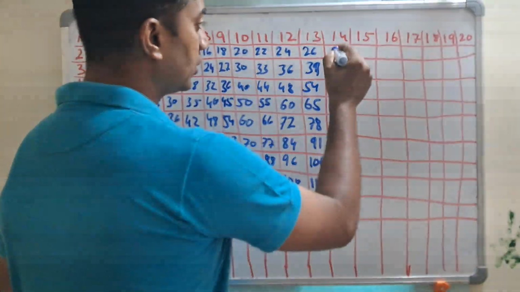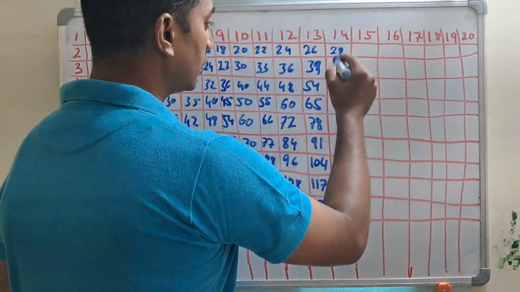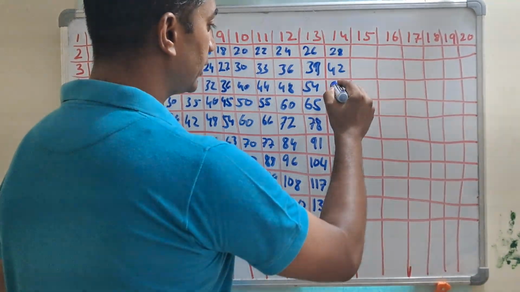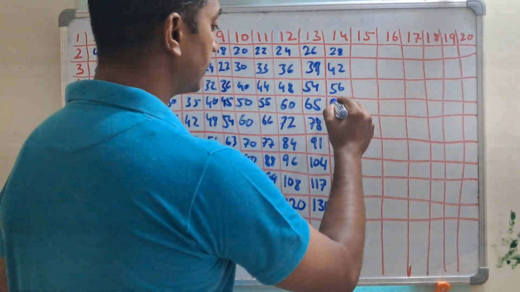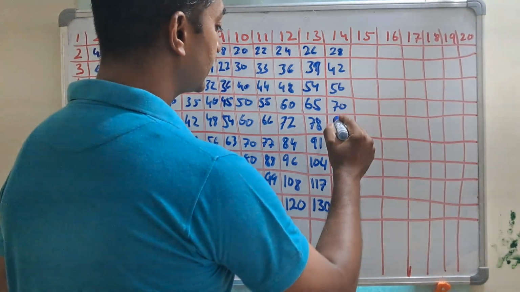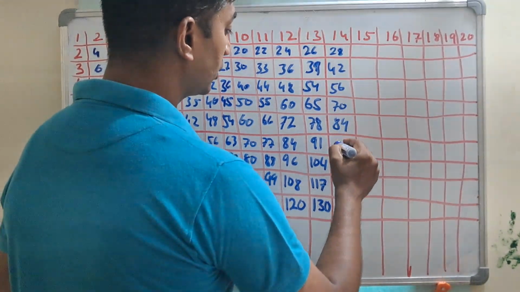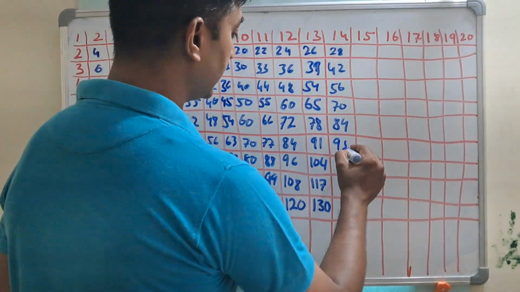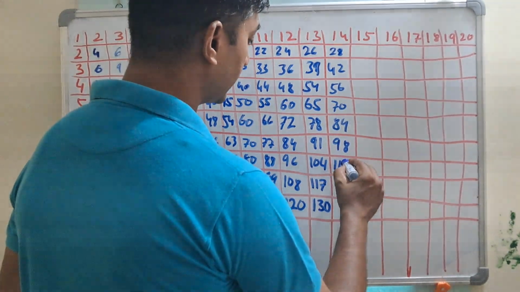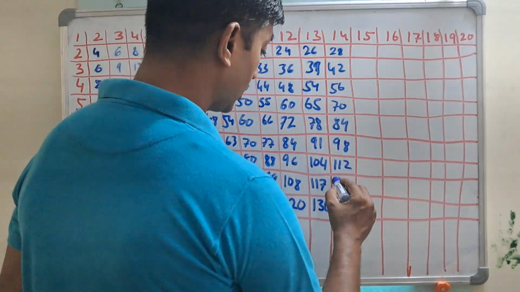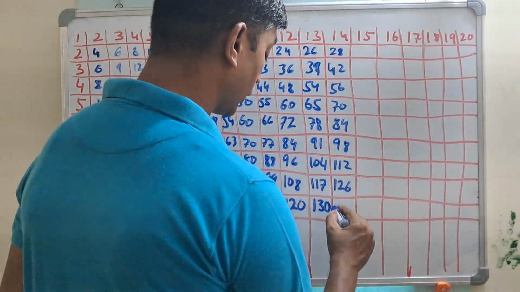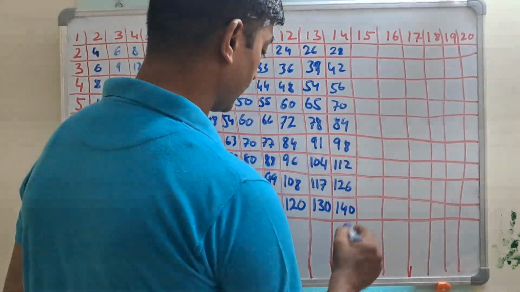Now the next table is 14. 14 1 ja 14, 14 2 ja 28, 14 3 ja 42, 14 4 ja 56, 14 5 ja 70, 14 6 ja 84, 14 7 ja 98, 14 8 ja 112, 14 9 ja 126, 14 10 ja 140.